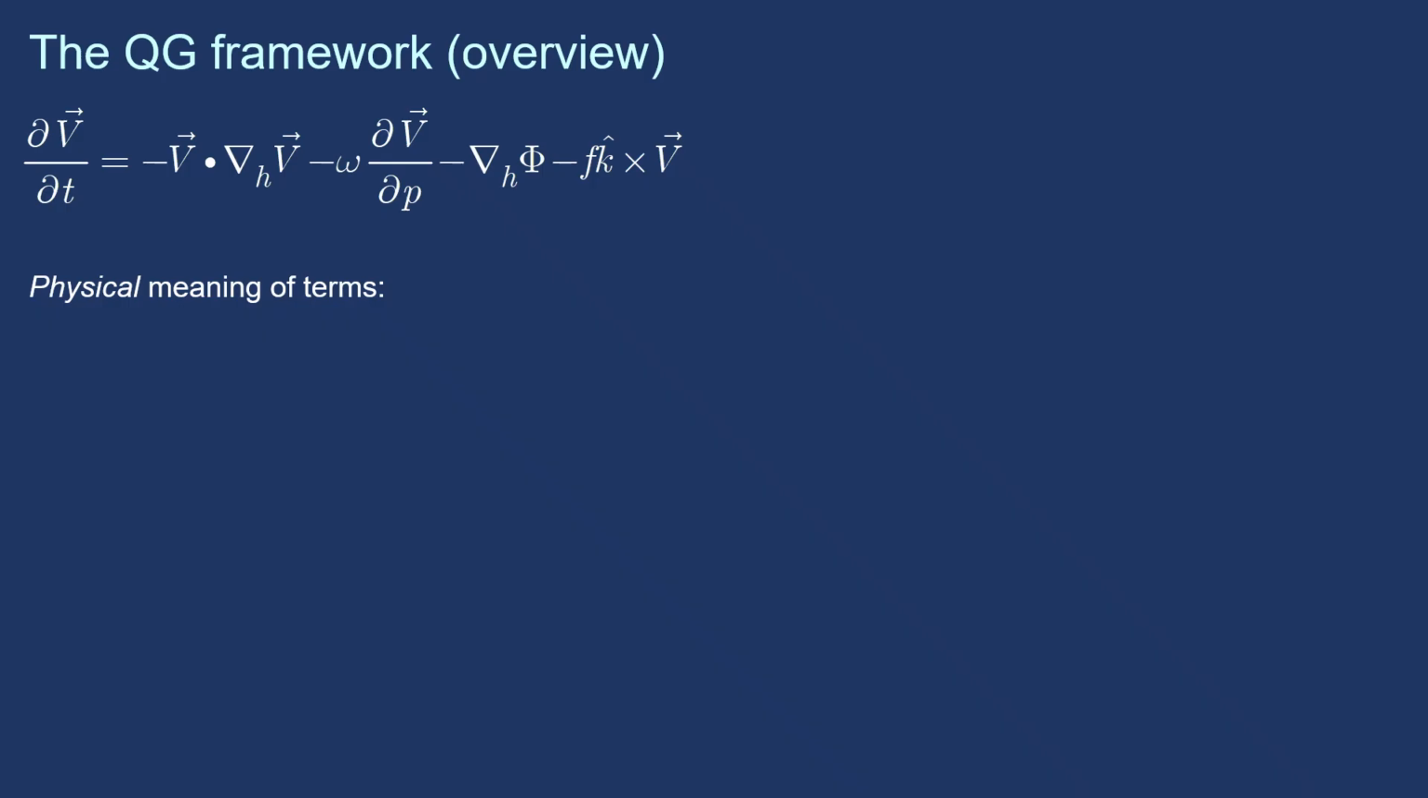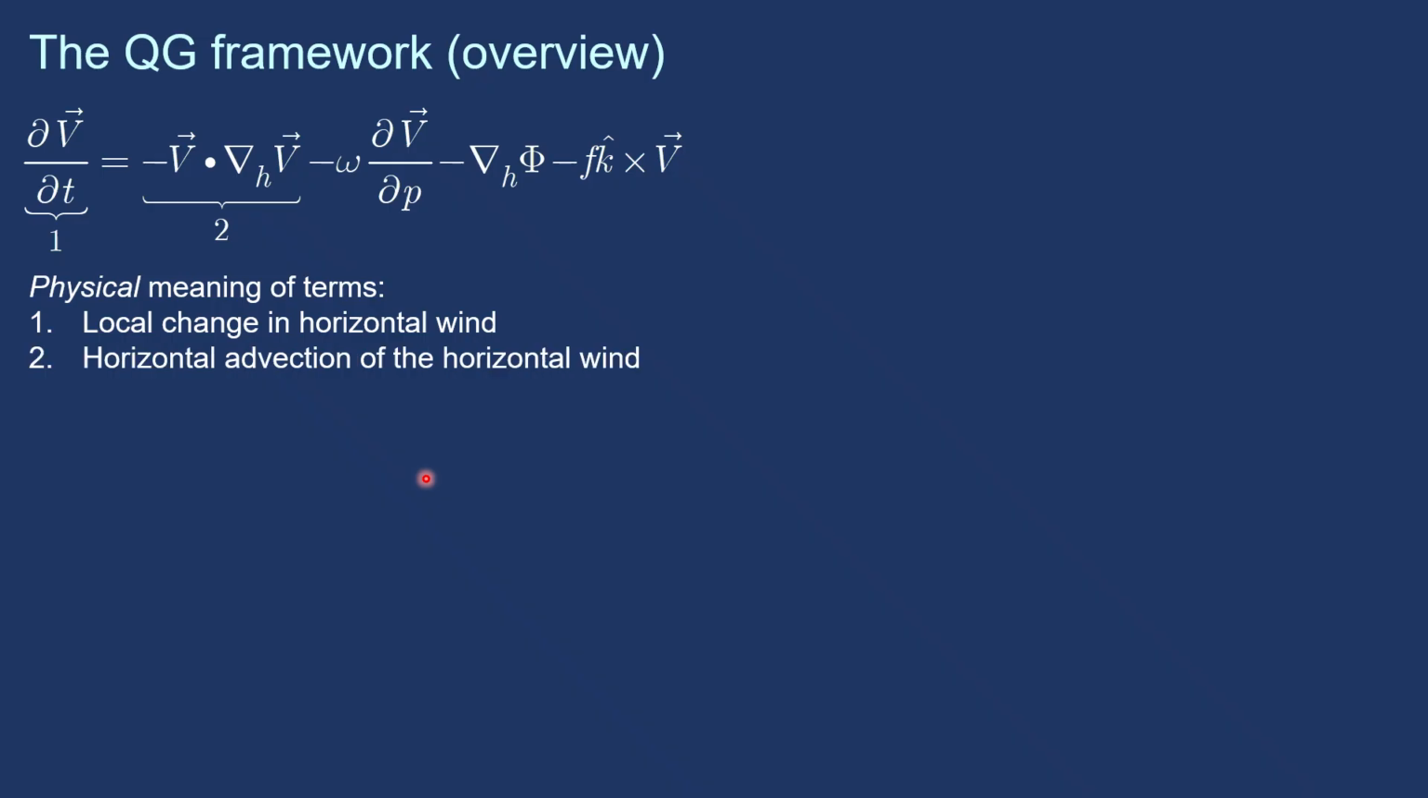So this is what we just wrote down. We have partial v vector, partial t on the left, and then these four terms on the right-hand side. So the physical meaning of the terms, first of all, on the left-hand side, the term partial v vector, partial t just represents the local change in the horizontal wind. On the right-hand side, the term negative v vector dot del sub h v vector represents the horizontal advection of the horizontal wind.